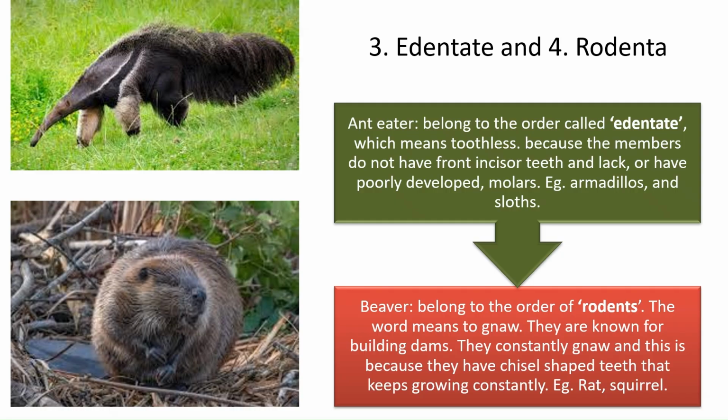The beaver belongs to the order of rodents. The word means to gnaw. They are known for building dams. They constantly gnaw, because they have chisel-shaped teeth that keep growing constantly. Examples are rat, squirrel.